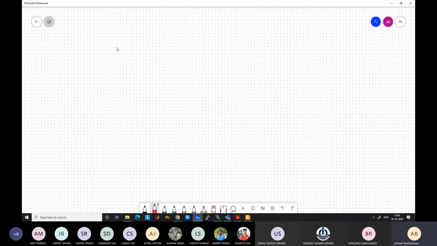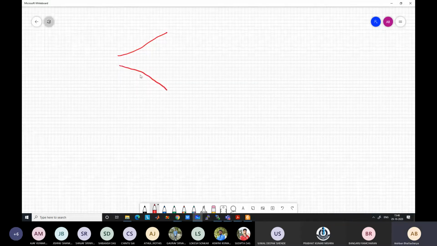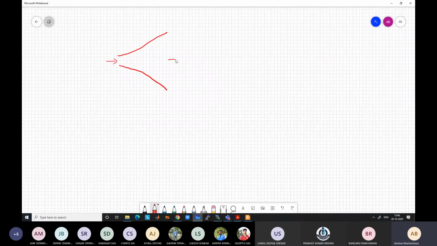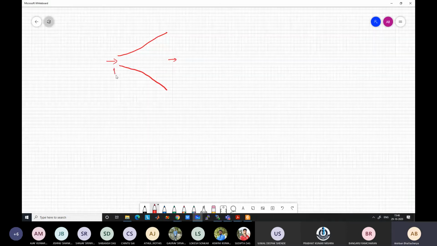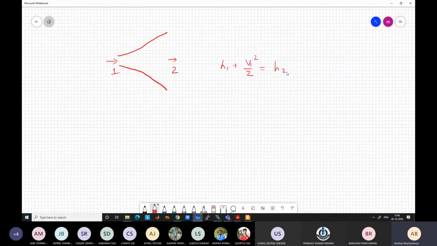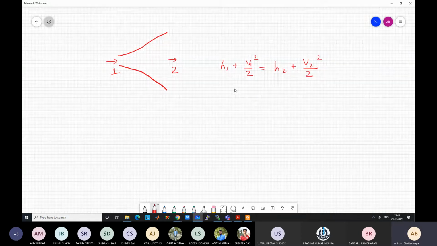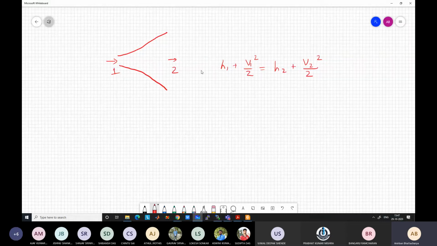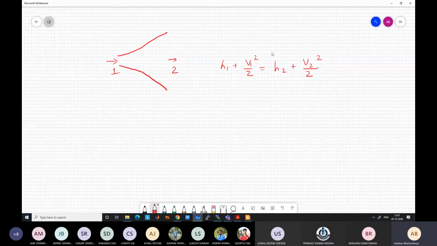So say you have a diffuser like this. The drawing will be inaccurate, but this is the idea. This is point, say, 1 and this is 2. What is the energy balance for the diffuser? H1 plus V1 square by 2 is equal to H2 plus V2 square by 2. Q and W are 0. This is the first law, steady state, steady flow process energy balance. Everyone remembers this, or is there any doubt regarding this also? Everyone knows this, right?